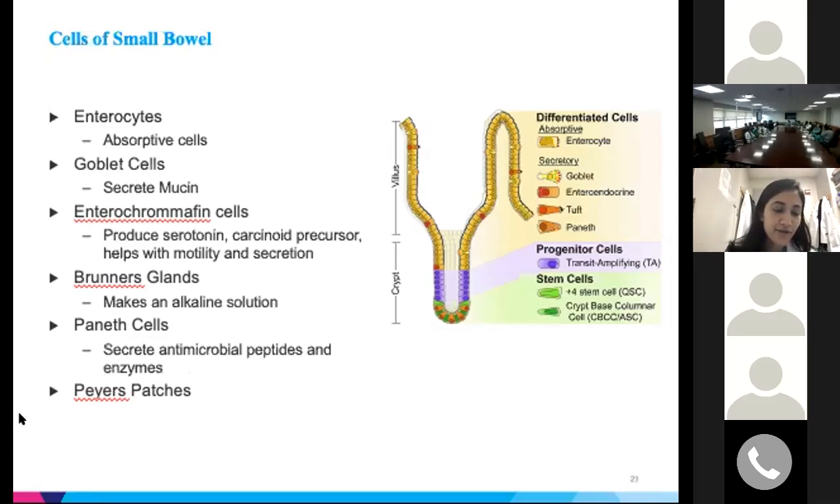And then lastly, Peyer's patches. They do have immune function. They're important in certain types of immunity. Yep, they're lymphoid tissue, most prominent in the ileum. Nice job, guys.